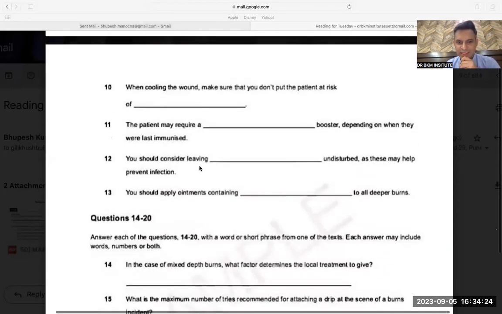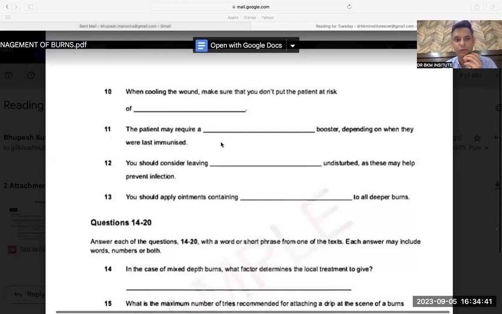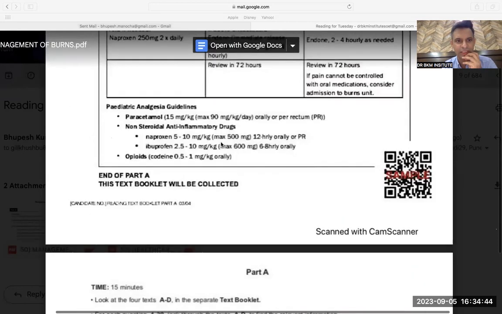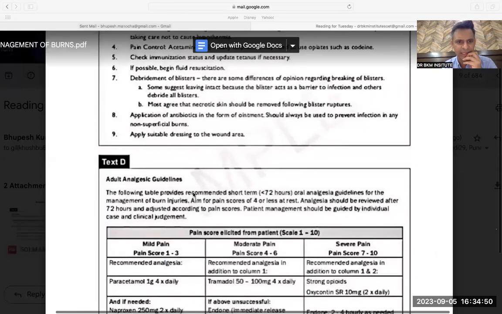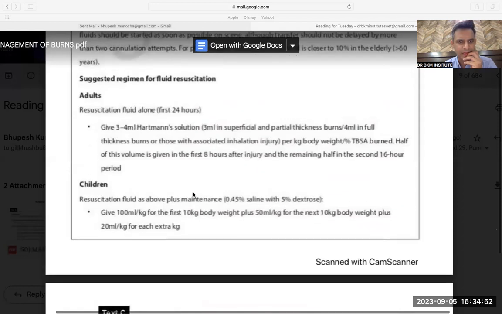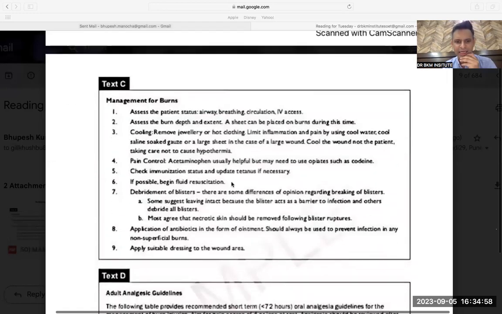Then I go to, you should consider the patient may require a. The word a is also very important. So articles, a and the, and prepositions are great help when it comes to OET reading part A. So the patient may require a dash booster depending on when they were last immunized. So there was something about immunization. I could see immunization was somewhere around here, I guess. The word immunization I definitely read. Check immunization status and update tetanus if necessary. So the word immunization was there only.